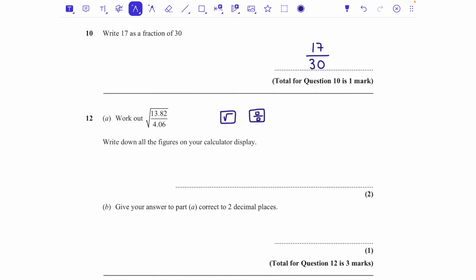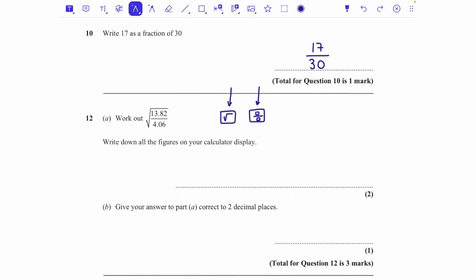Now, in this case, because the square root goes all the way around the fraction, I want to press the square root button first and then press the fraction button. If you pressed it the other way, so if you press the fraction button first and then the square root, you'd end up with just the square root on the top of the fraction, and we don't want that in this question.